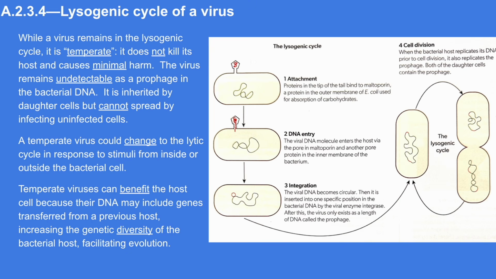Okay, the lysogenic cycle, on the other hand, is the one where it doesn't kill its host, it causes minimal harm. Think of it as just sort of dormancy. And this can then change to the lytic cycle, and the cell can start making lots of new virus.